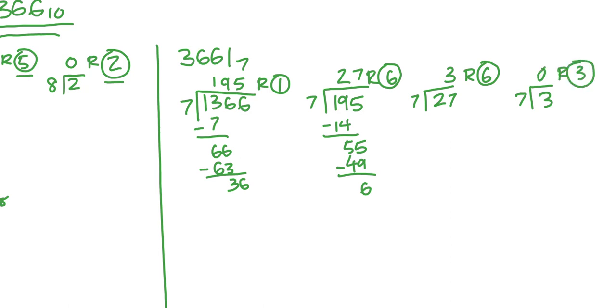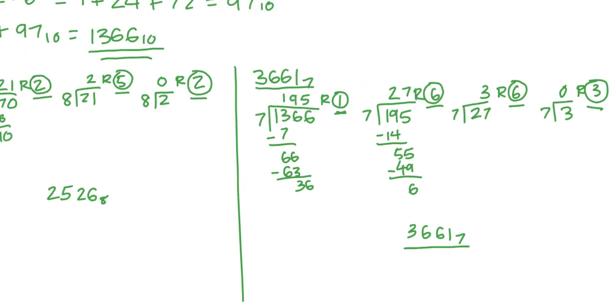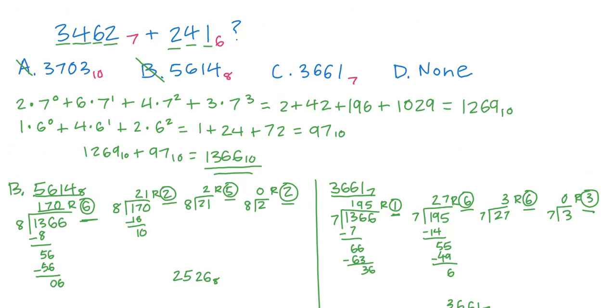Then I'll write the answer from right to left, starting with the first remainder we got. So 1, 6, 6, 3, which is 3,661 base 7, and that is the same as answer choice C. So that's how you know C is our answer.